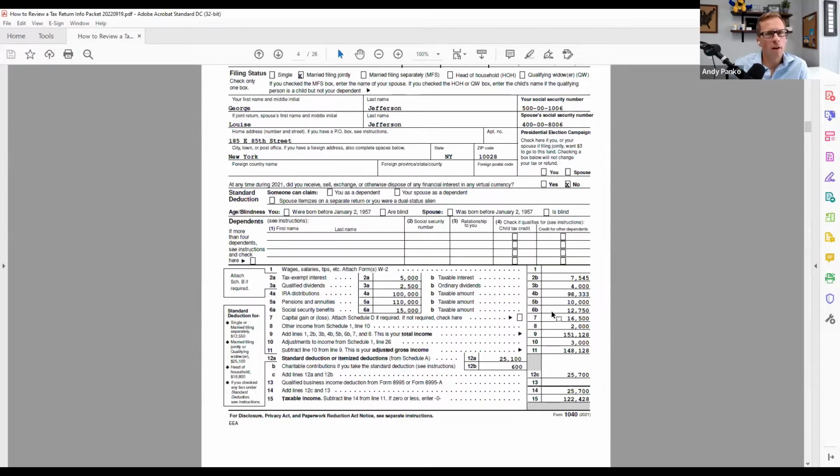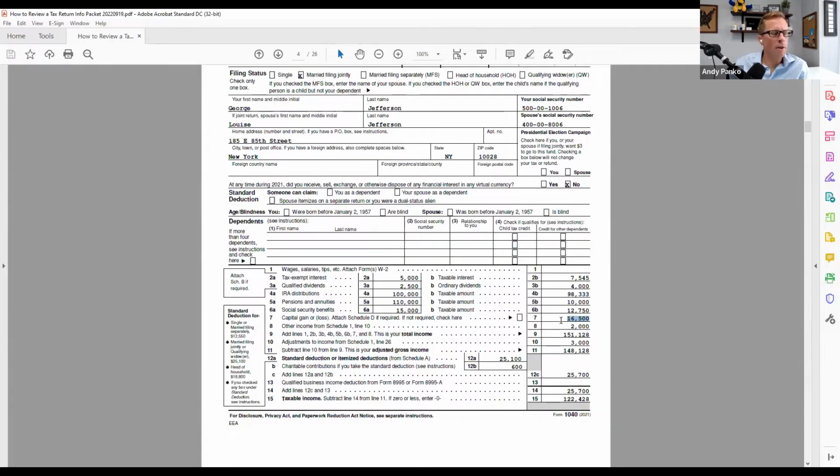Generally, there will be a Schedule D attached, as I'll show, summarizing the capital gains and losses. If there's not, if you just see a number here and there's no Schedule D attached, chances are that's simply from capital gain distributions from their mutual funds. If that's the only source of capital gain, there does not need to be a Schedule D attached.